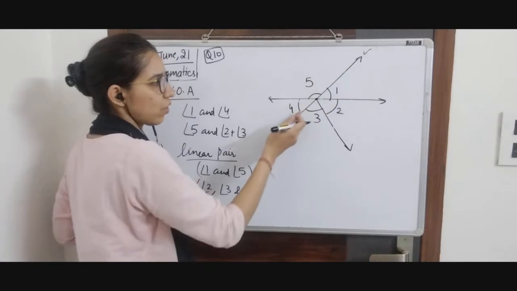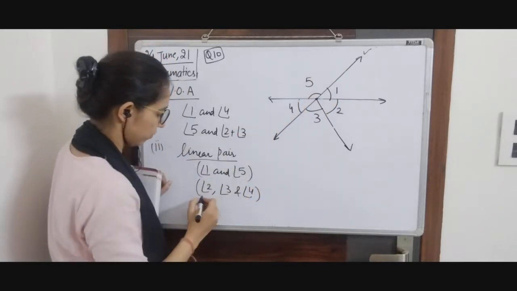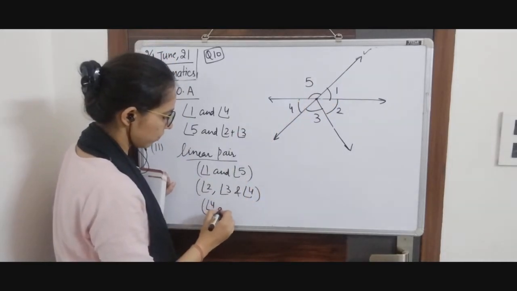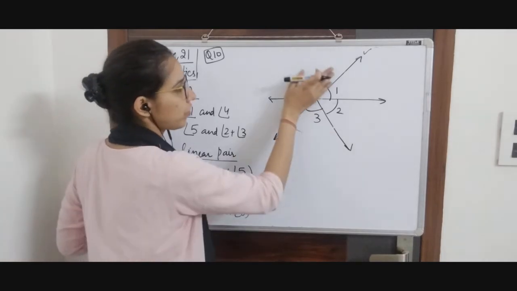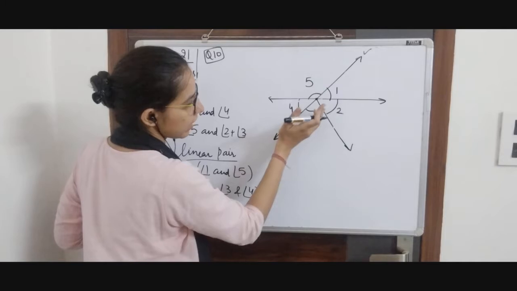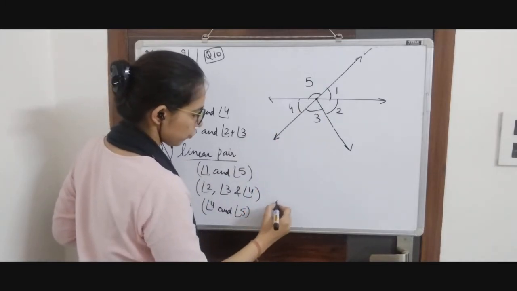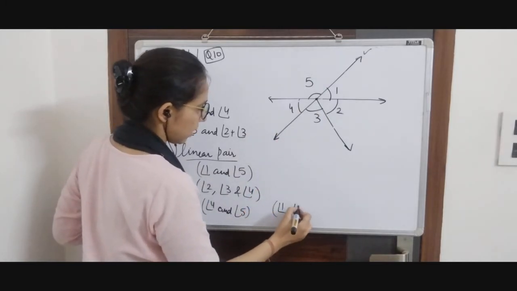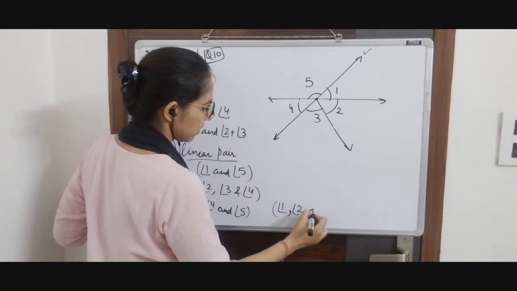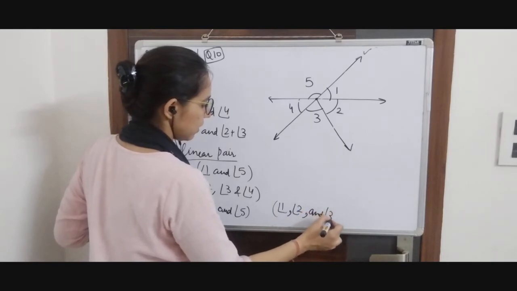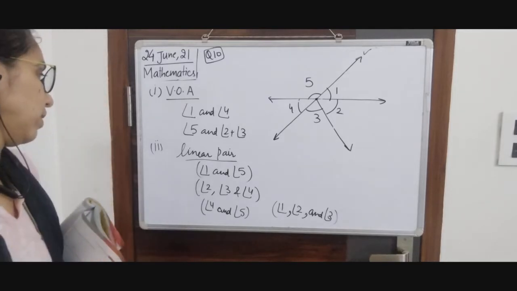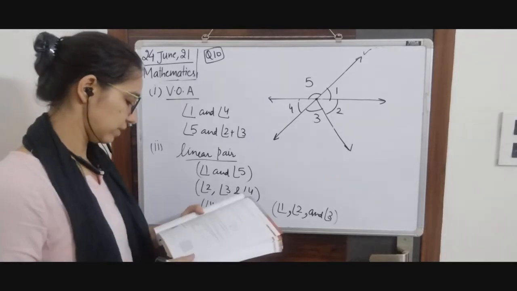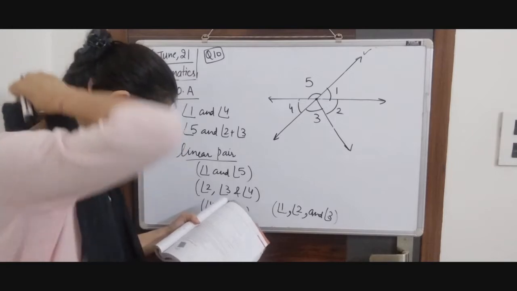And on this line, on this side we have angle 4 and 5. So angle 4 and 5 will form a linear pair. And on the opposite side we have angle 1, 2 and 3. So fourth pair is going to be angle 1, angle 2 and angle 3. We have four pairs of linear pair, four pair of straight lines in this figure.